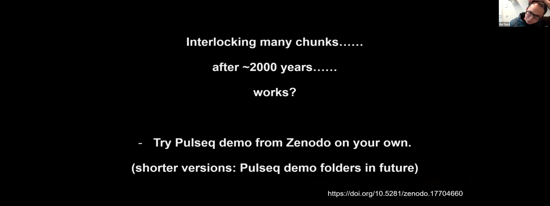So if you are wondering whether interlocking so many shots will work, 2,000 years later, I suggest that you try this Pulseq demo from Zenodo on your own. And we hope to provide a shorter version in the Pulseq demo folder in the future. And if you have any suggestions of what functions you want to keep and what functions you want to discard, please don't hesitate to let us know or send us an email afterwards.